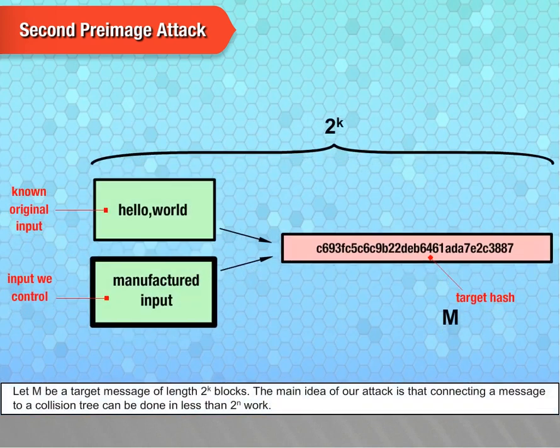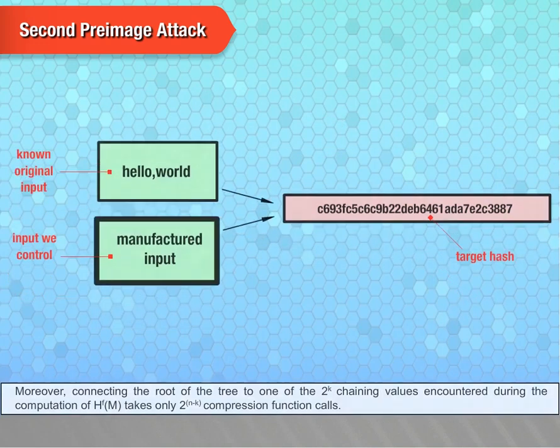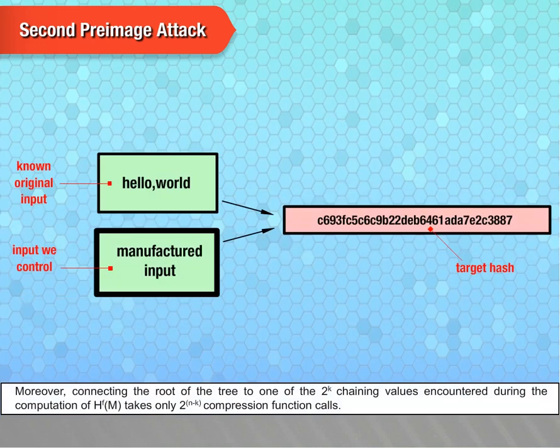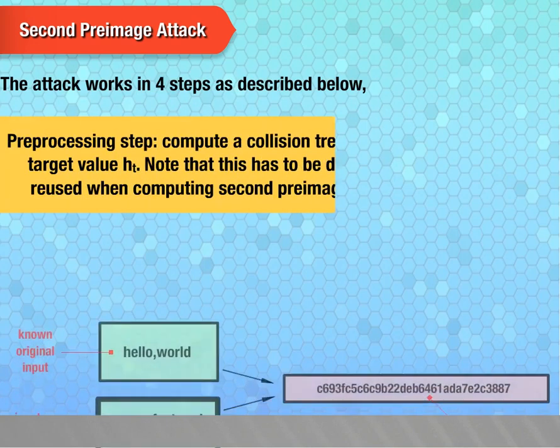Let M be a target message of length 2^k blocks. The main idea of our attack is that connecting a message to a collision tree can be done in less than 2^n work. Moreover, connecting the root of the tree to one of the 2^k chaining values encountered during the computation of h^f of M takes only 2^(n-k) compression function calls. The attack works in 4 steps as described below.